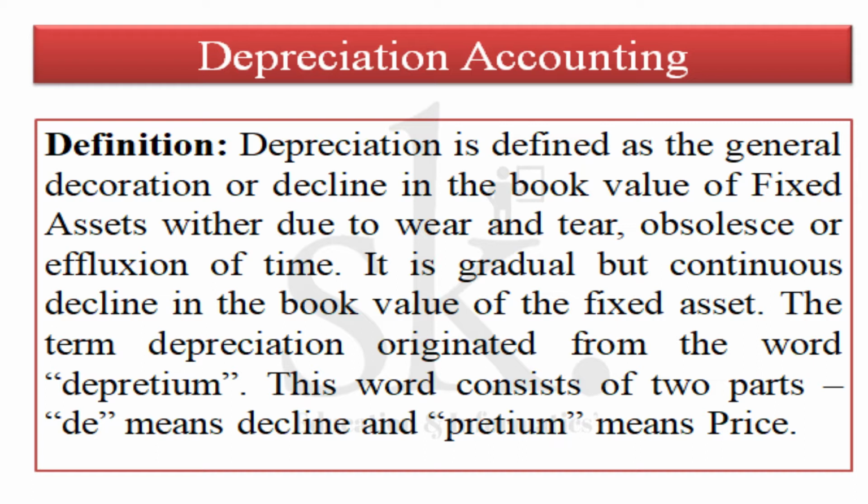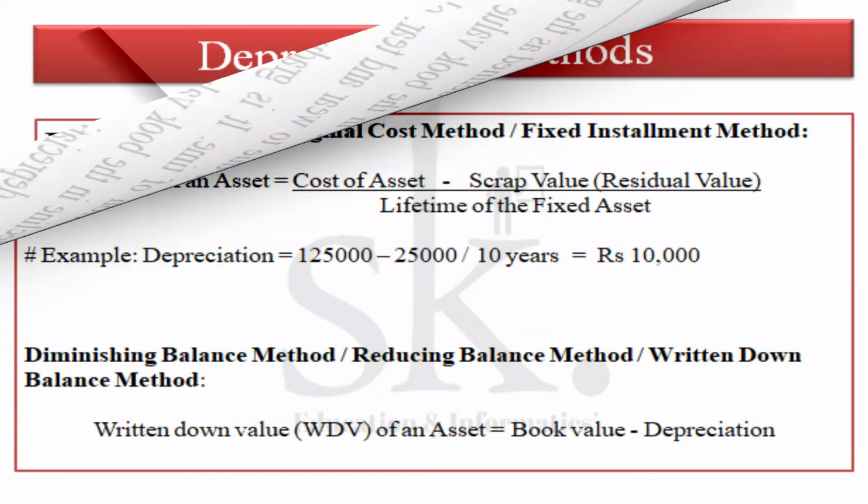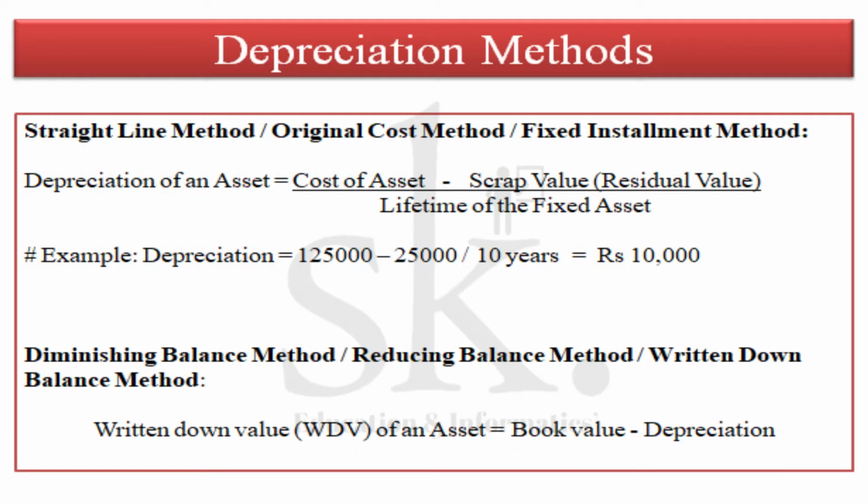Broadly speaking, there are various methods of depreciation, but the two most common methods are the straight line method and the diminishing balance method. The straight line method is also known as the original cost method or fixed installment method. If the rate of depreciation is not given, the depreciation of an asset under the straight line method can be calculated with this formula: cost of an asset minus scrap value, divided by the lifetime of the fixed asset.